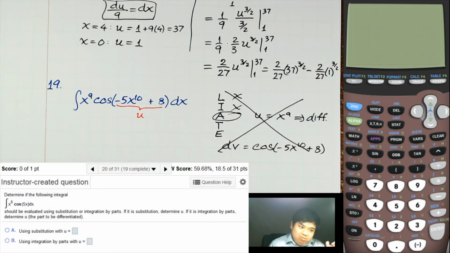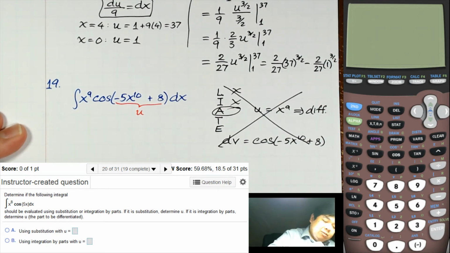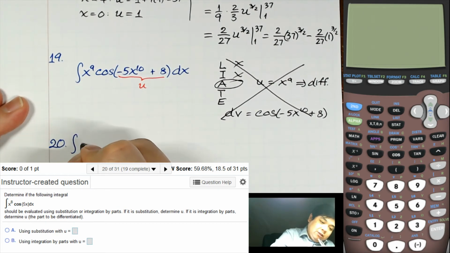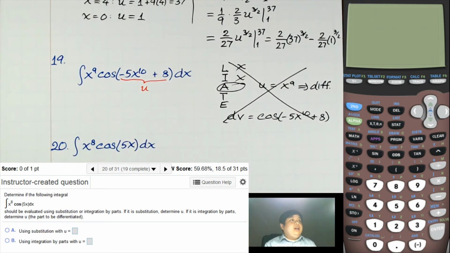Right, that is correct. Right, next. Almost the same thing, just a very subtle change. Now, integration by parts or substitution?